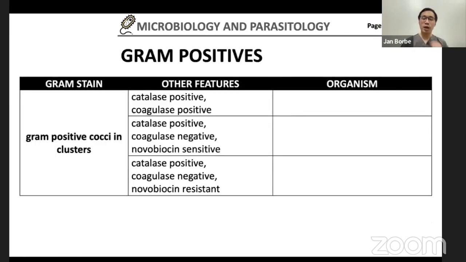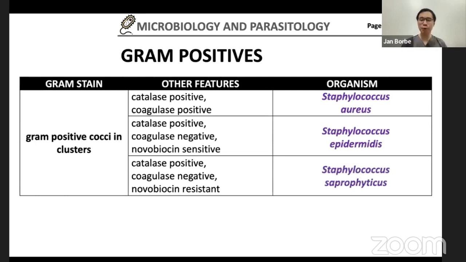Okay, move on tayo. So itong table na to, no, this would just highlight the key features of your organisms. So kapag gram-positive cocci clusters ang pinag-uusapan, catalase positive, coagulase positive, yung pinakasikat, of course, Staph aureus. In terms of the coagulase negative organism, dalawa yan. Coagulase negative na catalase positive, sino iisipin natin? Either yung Staph epidermidis, Staphylococcus saprophyticus, among others. But the key difference is the novobiocin sensitivity.